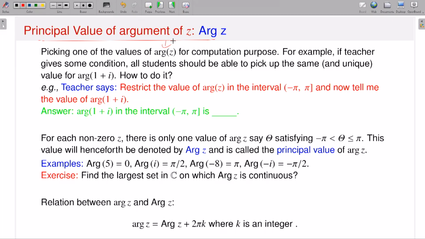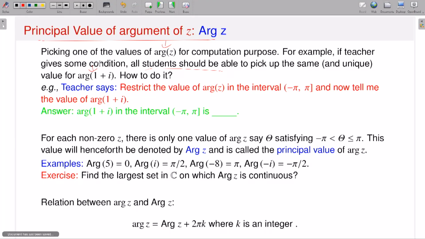For example, suppose teachers give some conditions, and ask that all students should be able to pick the same and unique value for small arg of 1 plus i. How do I do that? There should be a way: you have a set valued, multiple valued function, but is there any way to make it single valued? That's the question I'm asking. The answer is yes.